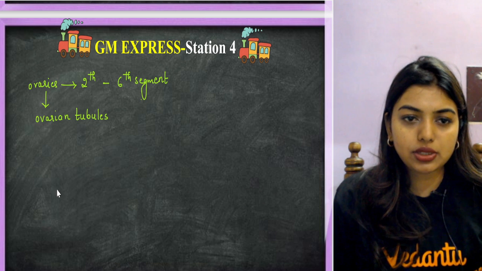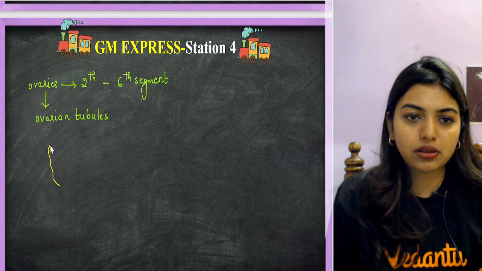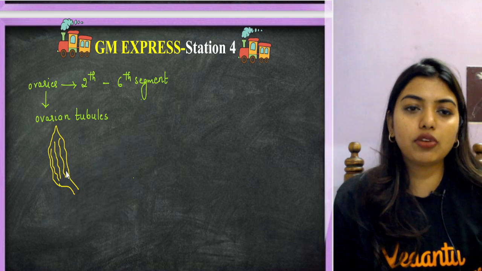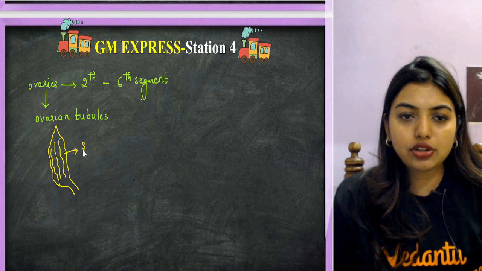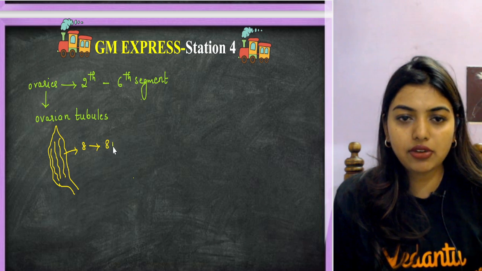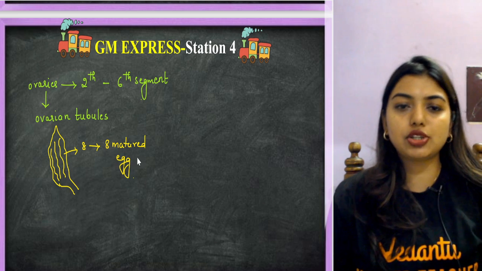Each ovarian tubule, let's say this is the ovary, no? Inside these ovarian tubules, developing ova will be there, mature ova will be there. 8 ovarian tubules are there, and they will give 8 matured eggs. Matured eggs means the developed ones. Okay, 8 matured eggs.